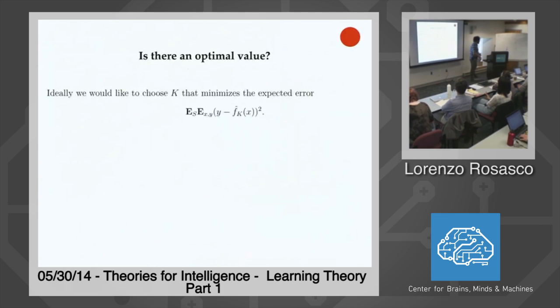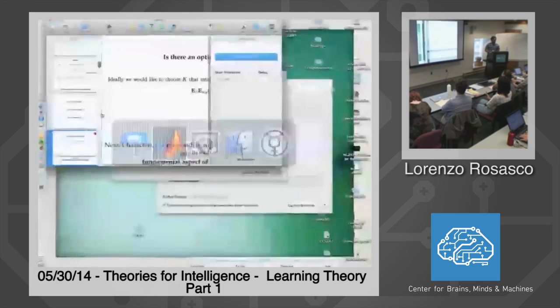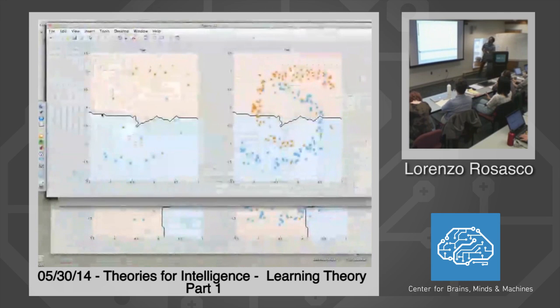And so I guess this is one possible answer. Is there an optimal value? What's the optimal value of the solution? We could go back to the plot. So what's the basic idea here?